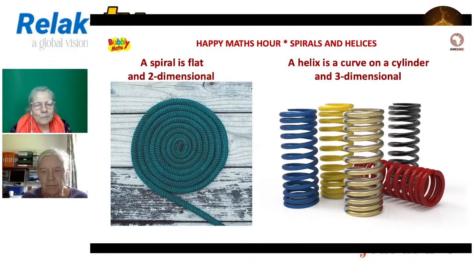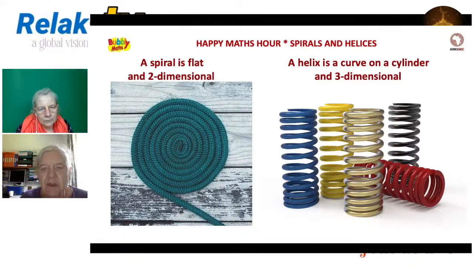Mm-hmm. Now, on the right, what you have are five different helices. Well, they look pretty similar except for the colour. But as you see, what the plural is, it's helices. One helix, many helices. Right, thank you. Yes, but in everyday language, we call things which are actually helices, we call them spirals. But in mathematics, the spiral is two-dimensional and the helix is three-dimensional. And the helix is always a curve on a cylinder. You can see that from the picture there.